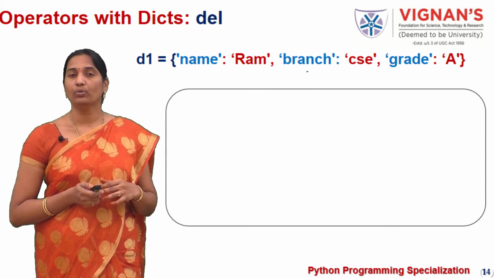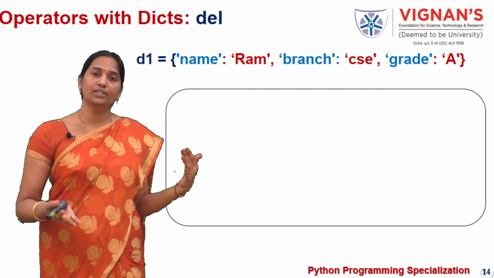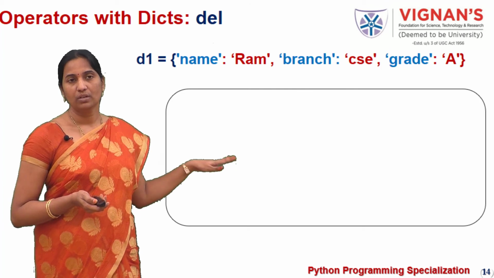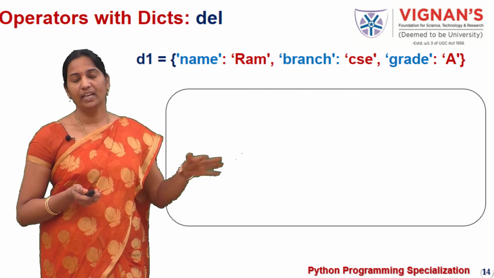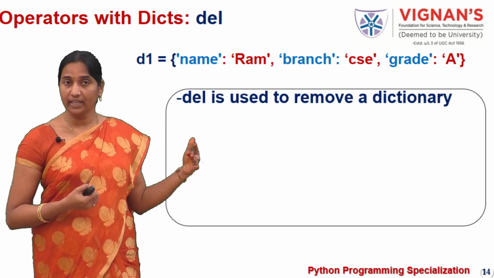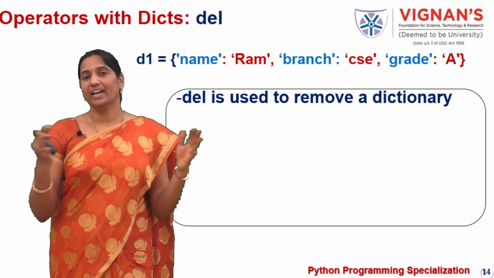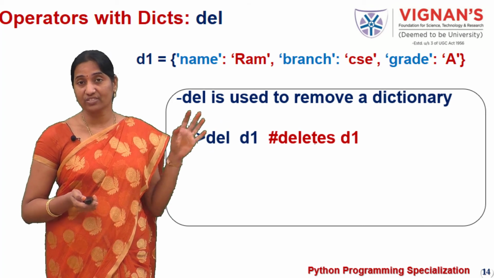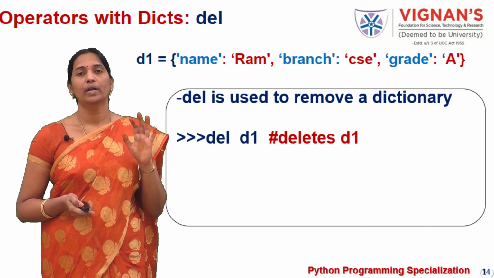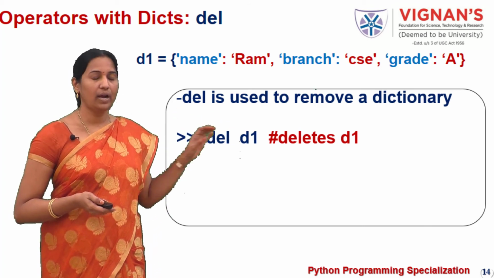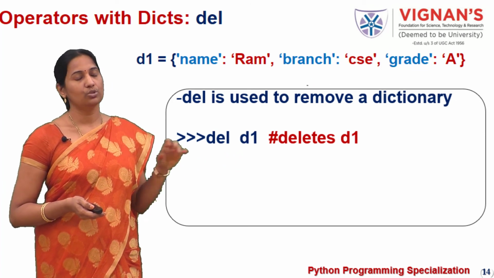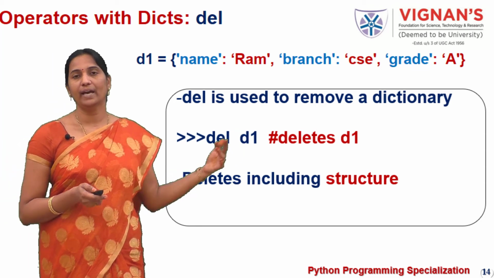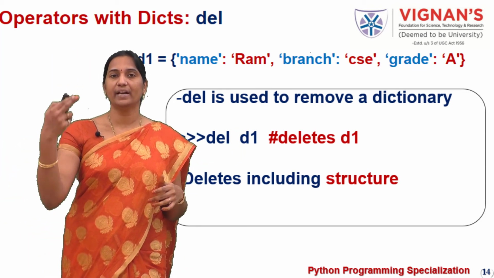Now let's see how we can delete the created dictionary using the del operator. It's simple to use. You use the del operator followed by the name of the dictionary you want to delete, del space D1. It deletes the entire dictionary including its structure. Remember, the structure of the dictionary is also removed and the elements are no more available for you to use. Not even an empty dictionary is available for usage. That is how the del operator can be used to remove the entire dictionary.